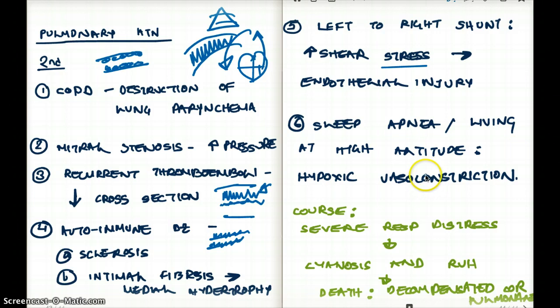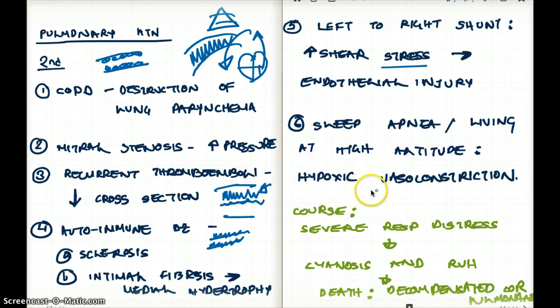So this is the thing. You might think that living at high altitude is a good thing. Yes, it can be a good thing, but it can also be a bad thing because it can cause hypoxic vasoconstriction. Now, this is not pathologic. As soon as you're off the high altitude, you're not going to have hypoxic vasoconstriction anymore, but during that time, you're going to have hypoxic vasoconstriction.